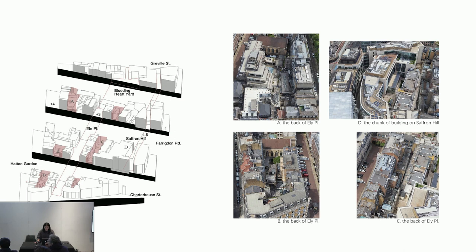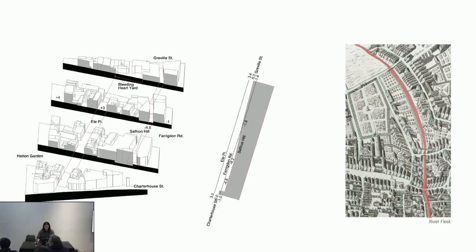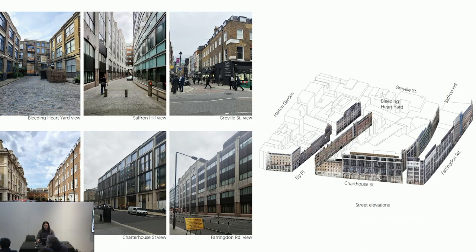Here is the typical central block in the center of London. But Farringdon Road used to be the position of the River Fleet. So on topography, the blocks were formed with an eight meter height difference. When looking at the facade of this block, the Bleeding Heart Yard and Ely Place are really very great and gorgeous. But looking at other facades in Saffron Hill or maybe Greville Street and Charles Street, they are sealed. So it's hard to imagine who will come here and what's the reason why they will stay here.